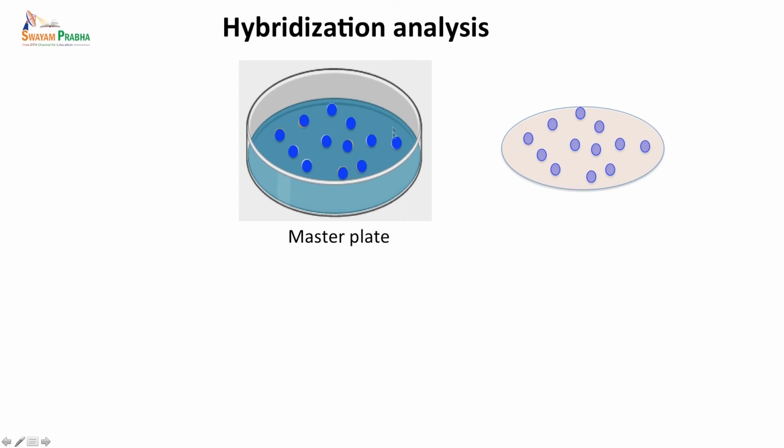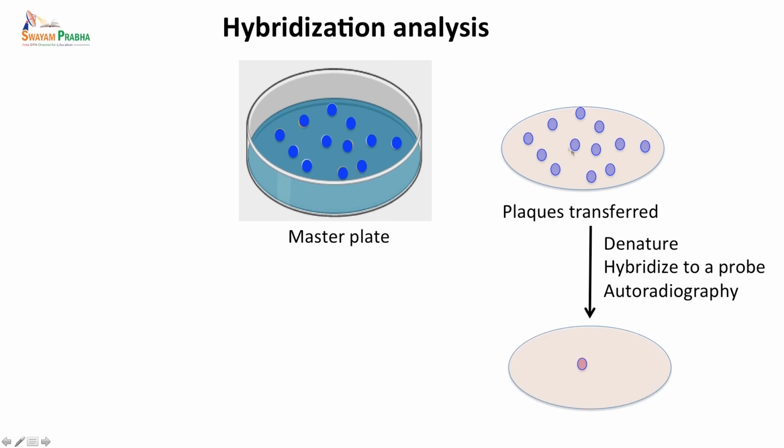So you reserve this master plate and store it properly, because you will need to pick the plaque of your interest from it. Now, because the plaques have been transferred and they contain the bacteriophage vectors containing the DNA of interest, each of them has a different DNA fragment that is there.